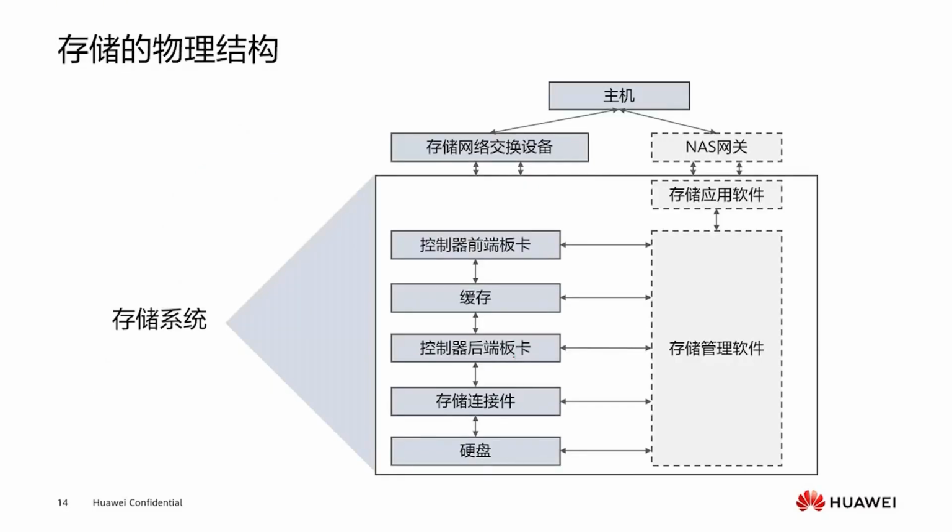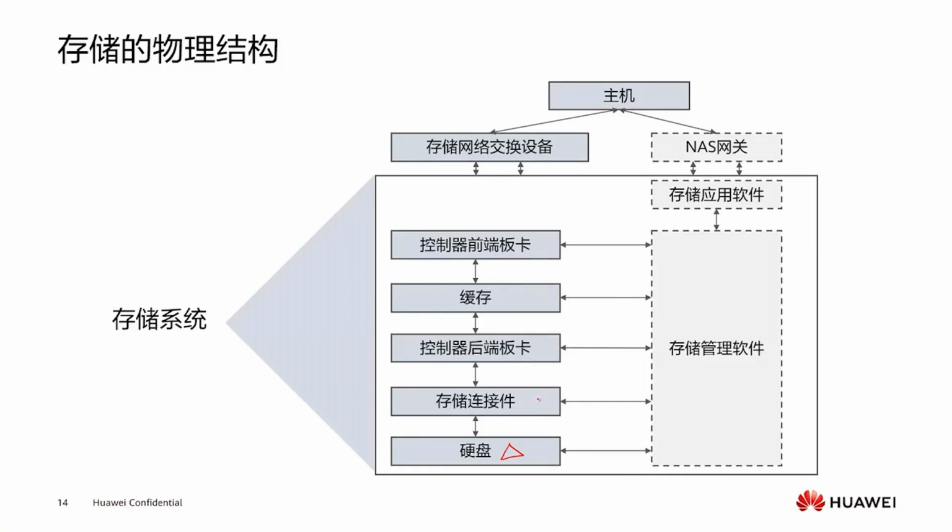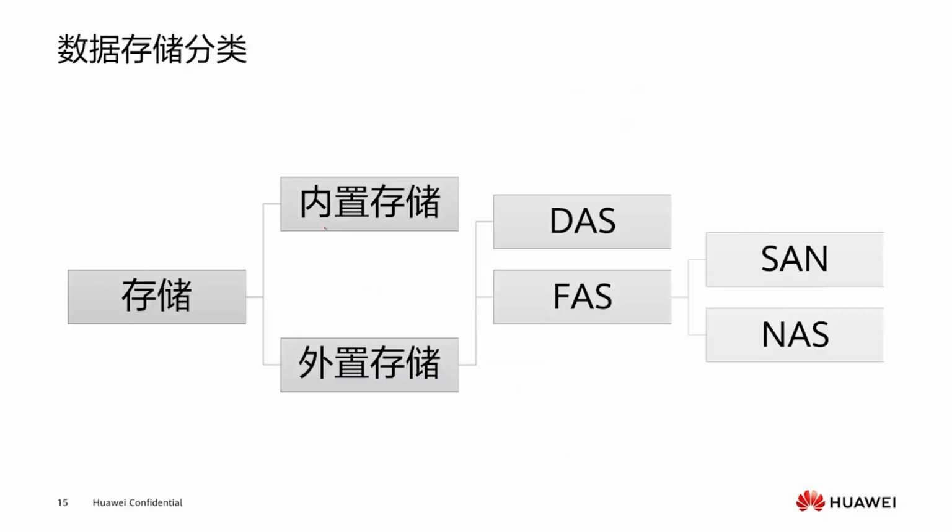Looking at the storage system from a physical structure, the bottom layer is mainly hard disks, which are connected to the backplane cards in the storage controller through various storage connectors, such as fiber optic cables or serial cables. There are computing and caching components in the controller, which can help process the data in storage. Finally, storage is connected to the storage network and switching device through the front-end board card, providing data access services for the host. Of course, there are all kinds of software inside the storage system, such as management software, application software, and NAS gateways, etc.